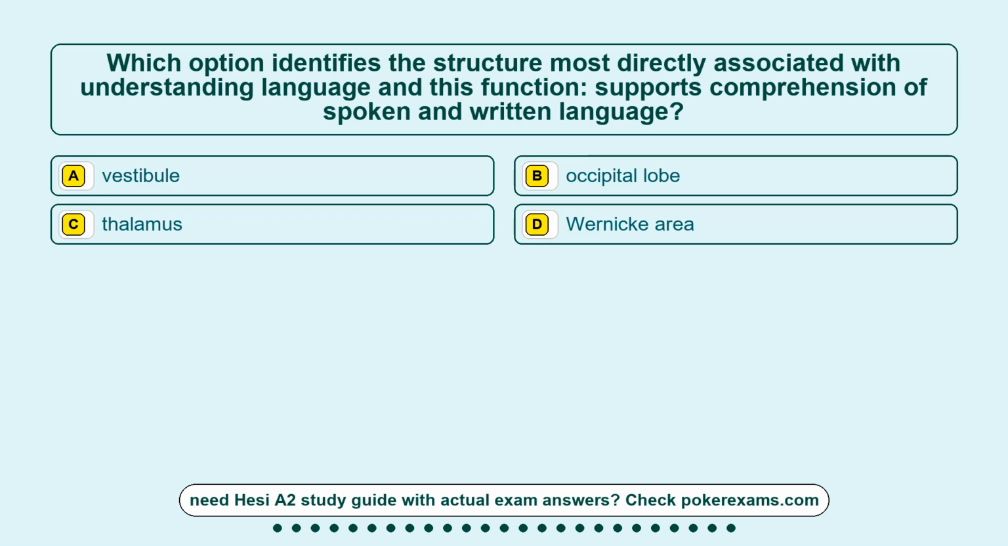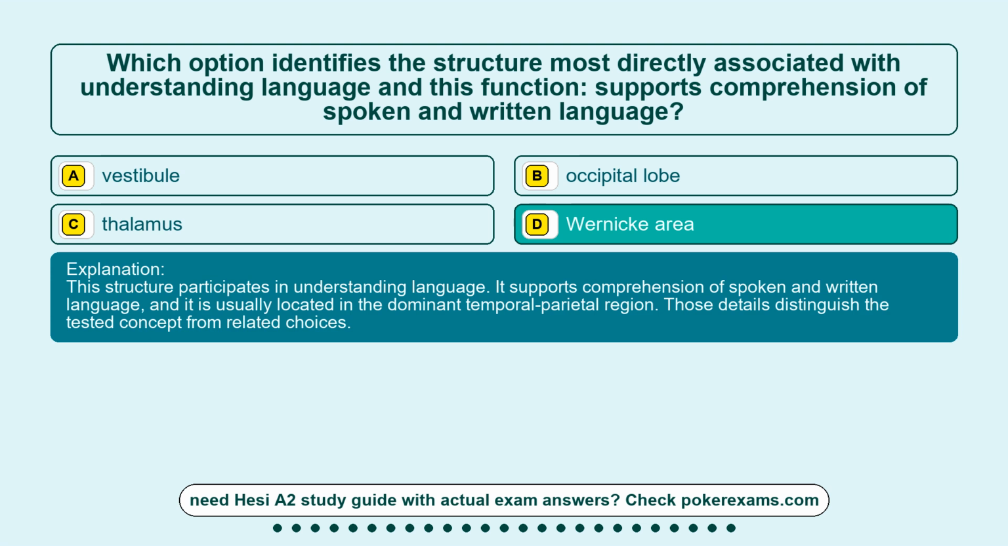Question 4. Which option identifies the structure most directly associated with understanding language, in this function, supports comprehension of spoken and written language? Option A, vestibule. Option B, occipital lobe. Option C, thalamus. Option D, Wernicke area. The correct answer is option D, Wernicke area.